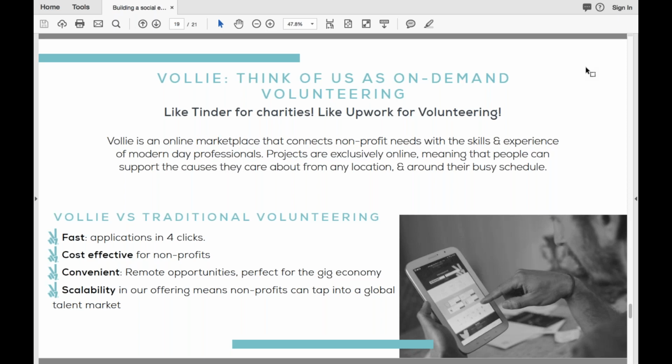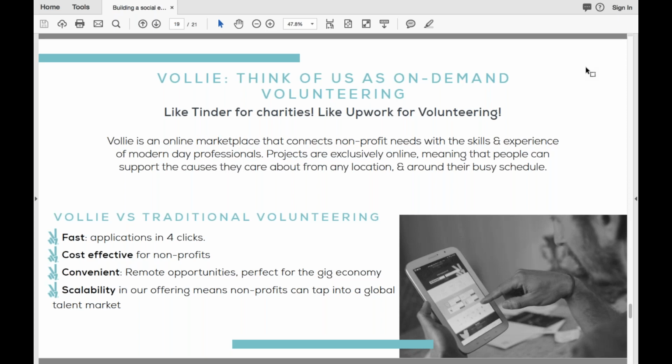Compared to traditional volunteering, we're very fast with applications in just a few clicks, and we're highly cost effective for not-for-profits. We always have complete transparency around that, so this conversation will be no different. For one completed project on Volley, it's $49. You purchase 3 and it's $99, and a value pack of 5 projects is $149.